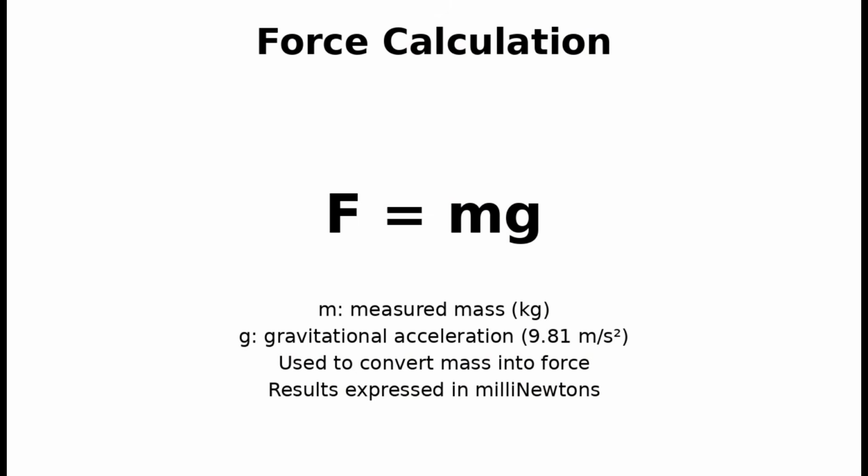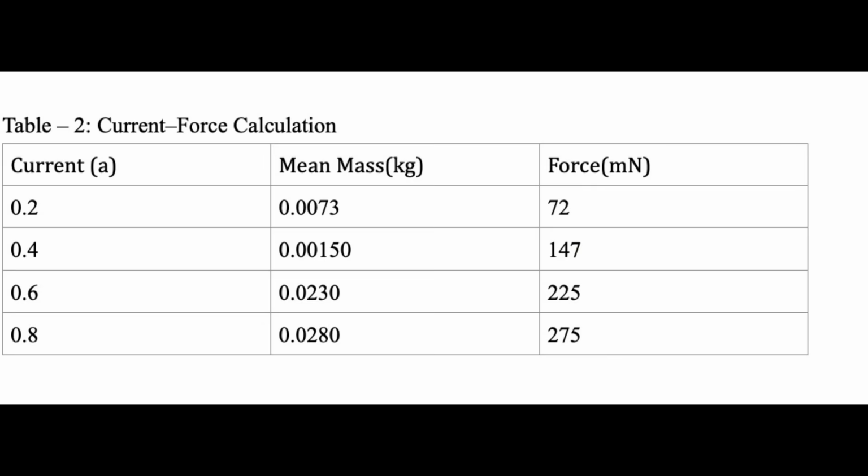The measured mass was converted into force using this equation, where g is 9.81 meters per second squared. The force values were expressed in millinewtons for better visualization.